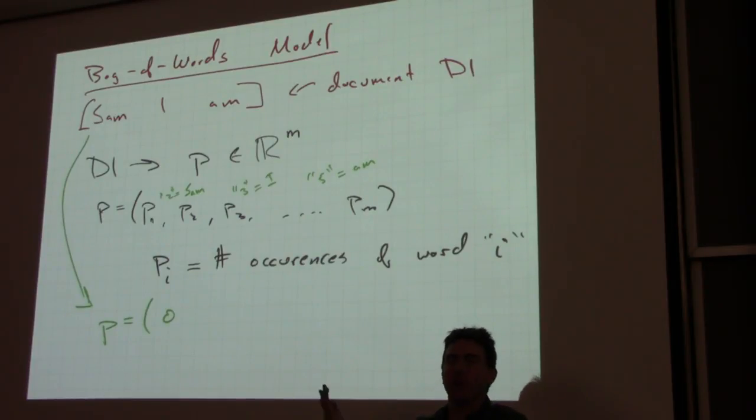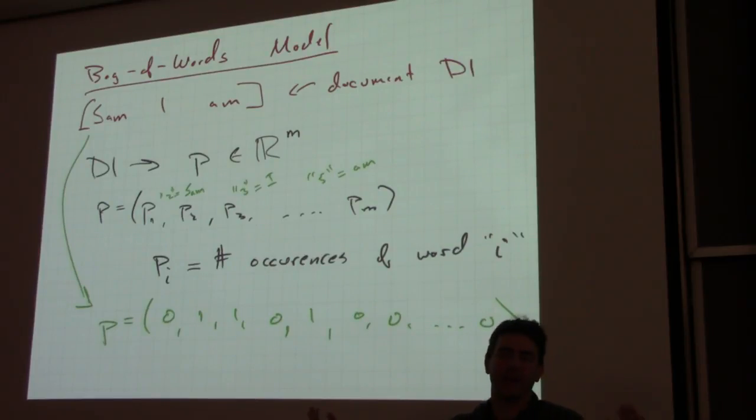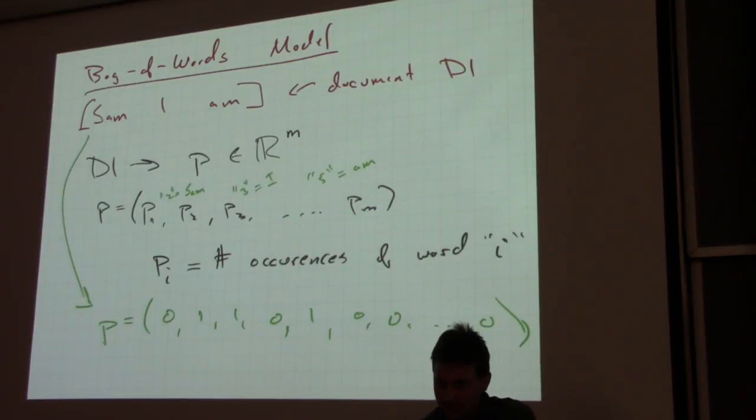The vector keeps going, but if I map a word down here, it's going to be equal to 0. P1 is something else. Sam occurs once. I occurs once. So this word doesn't matter. Am occurs once, and then the rest is zeros. And if it was instead Sam, I am Sam, so Sam occurred twice, then I would keep track of that. I would change it to be 0, 2, 1, 0, 1, 0.